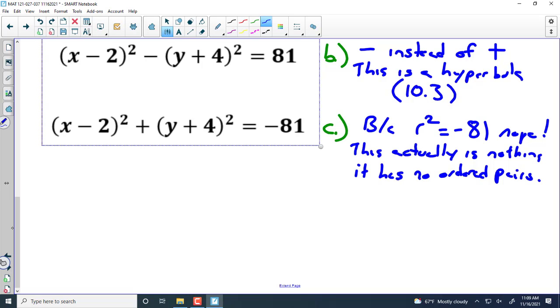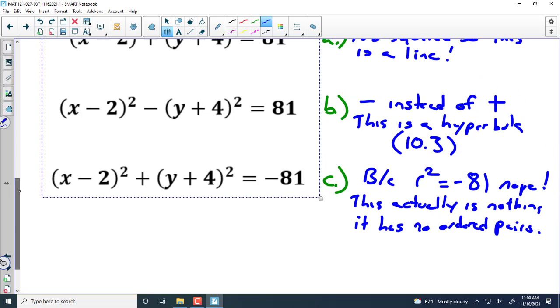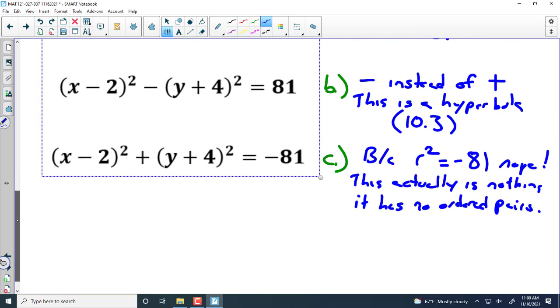If you were to graph that, it would just be a blank coordinate system because there's no numbers you can put in there that will make that true. Because you can't add a positive number to a positive number and get a negative number. So just be aware that our circles do need to look a certain way, and it's very, very easy to slip in something that is not a circle.